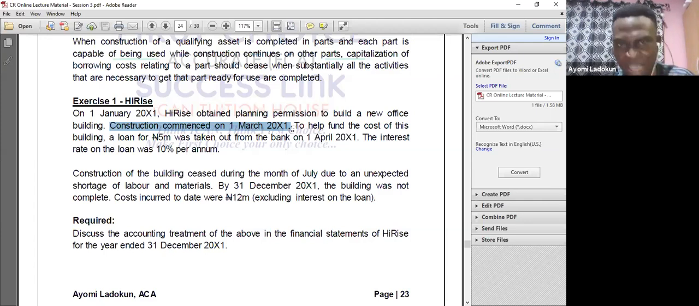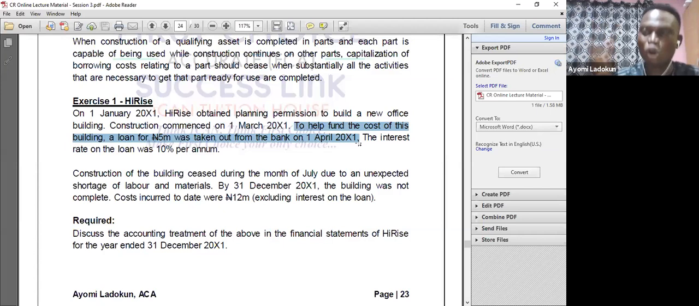Then I need to ask again, if construction commenced on 1st January 20X1, when did we borrow money? Okay, because before I can capitalize, construction must have commenced, that's expenditure must have been incurred, borrowing costs must have been incurred, then all activities necessary to get the asset ready for intended use or sale must have started or are in progress. Okay, so I now ask again, where did we borrow? They said to help fund this building, a loan of 5 million was taken on 1st April 20X1. Those 2 conditions have been met.